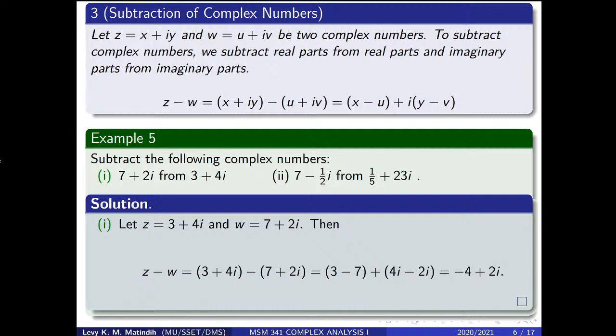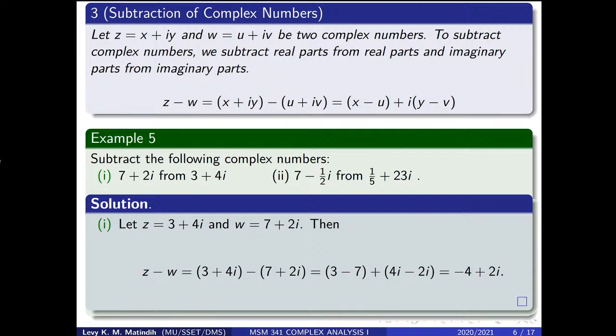Now, how can you subtract two complex numbers? If we have two complex numbers, z equal to x plus iy and w equal to u plus iv, then to subtract them, the same condition for addition also applies for subtraction. So you subtract the real parts together and the imaginary parts together.